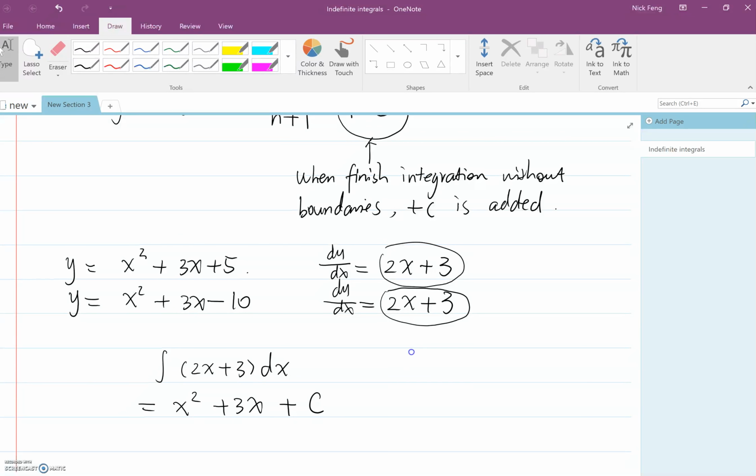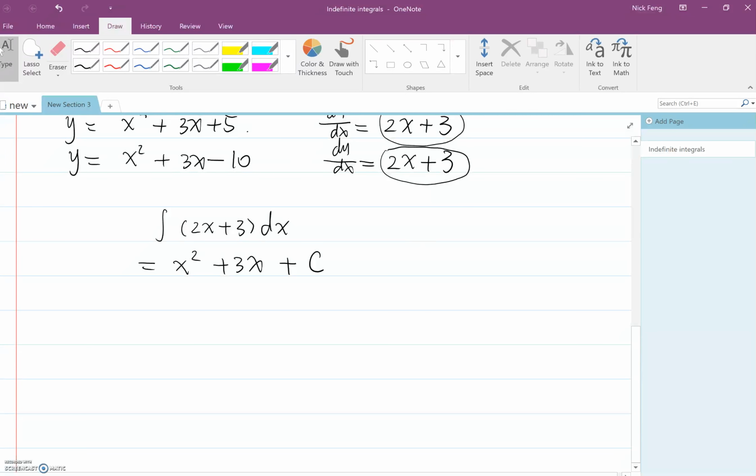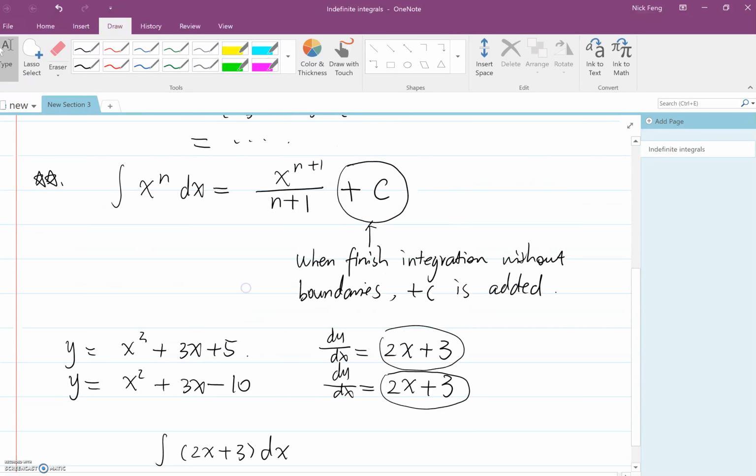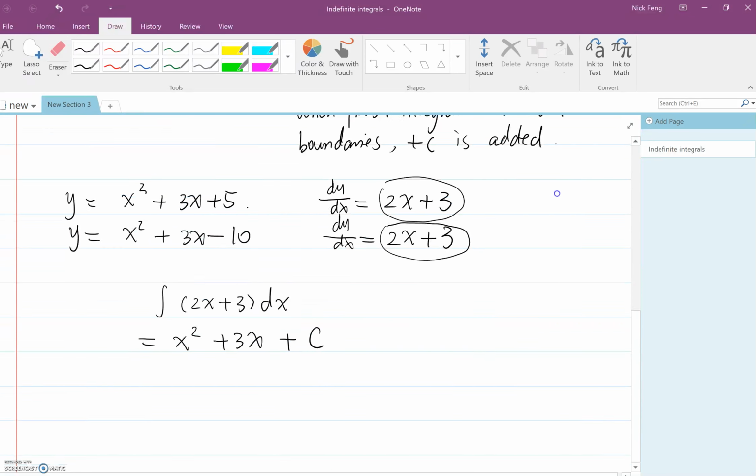There's nothing new in here. Whenever you see an indefinite integral, when you finish the integration, you just plus c there. And you're still using the same rule. You add 1 to the power and divide by the new power.